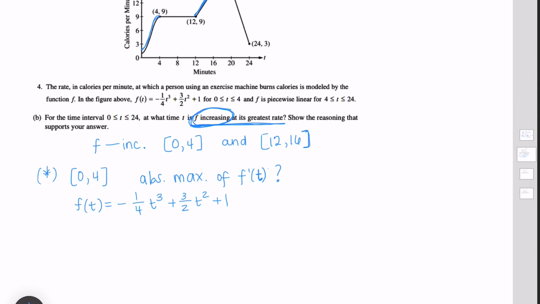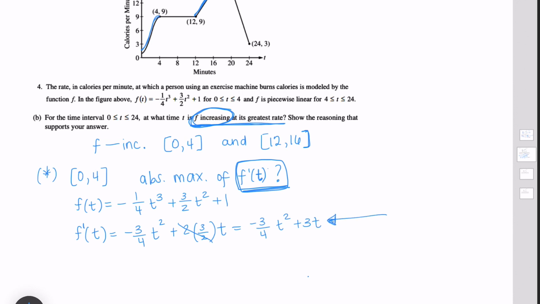Again, what we want to do is take the derivative of f prime of t and set that equal to 0, meaning we'll first take the derivative of f of t. So f prime of t is equal to, we'll use the power rule here, so remember, pop the power to the front. So that's negative 3 over 4. Bring the power down by 1, or subtract 1 from the power, so negative 3 over 4 t squared plus, once again, bring the power to the front. That's 2 times 3 over 2. The 2's are going to cancel there. T to the power of 1, which we can rewrite as negative 3 over 4 t squared plus 3t.